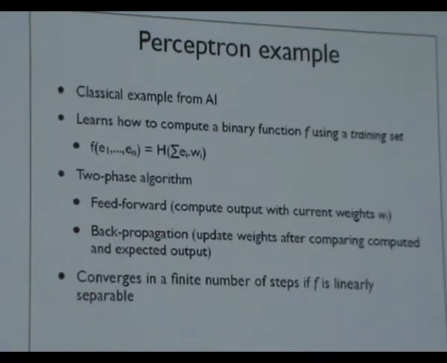Perceptron's a really ancient piece of AI, sort of prefigures neural networks, essentially how to compute a binary function using a training set with a two-phase algorithm. We've got feed forward, where you compute the output with the current weights, and back propagation, where you update the weights after comparing the computed and expected output. So it's really a classic application of finite state automata, pleasingly late 60s, early 70s. It converges in a finite number of steps if f is linearly separable.